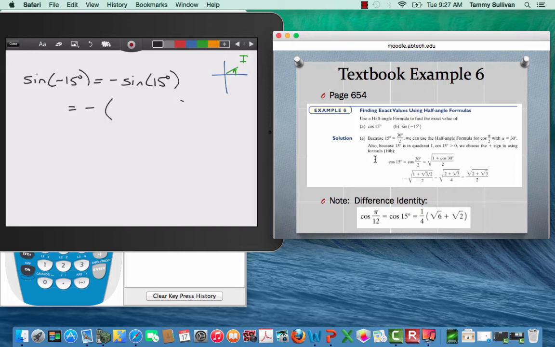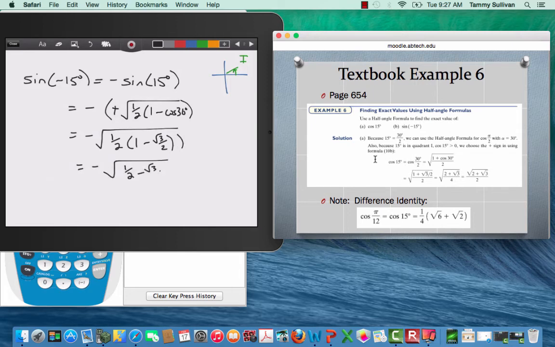So it's going to be plus the square root of 1/2 times 1 minus cosine of 30 degrees, using the half angle formula. So I'm going to now have negative the square root of 1/2 times 1 minus cosine of 30 degrees, which is the square root of 3 over 2. So I now have negative the square root of 1/2 minus the square root of 3 over 4. So that's 2/4 minus the square root of 3 over 4. So I come up with this equation right here for the sine of negative 15 degrees.